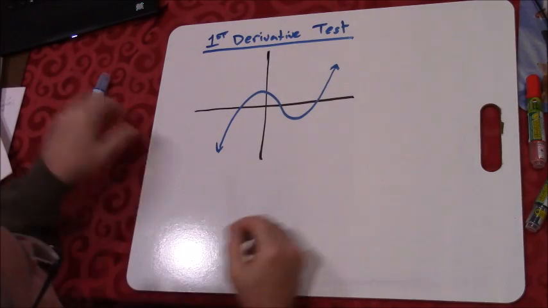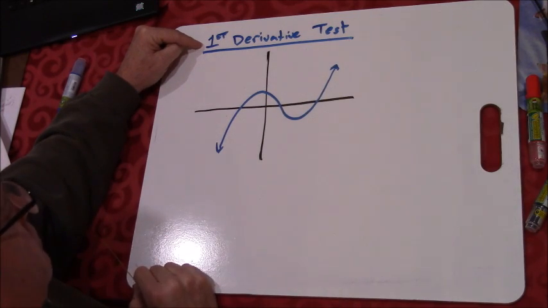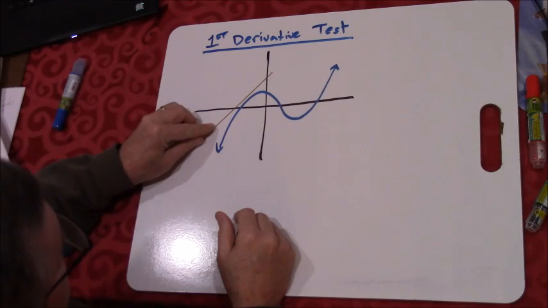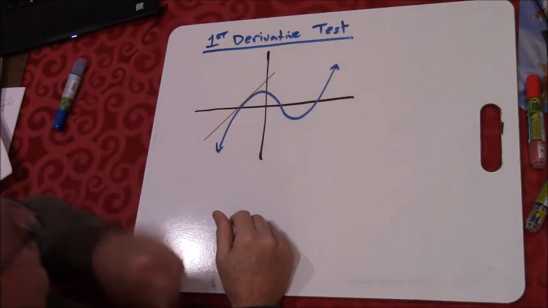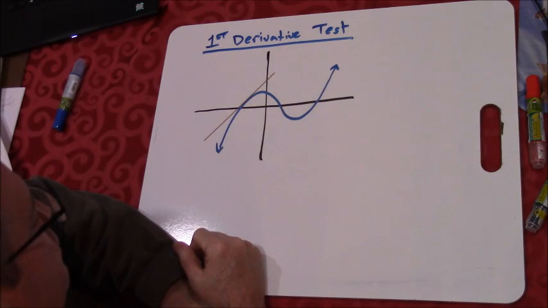But what we want to do is talk about this thing called the first derivative test. When we say first derivative test, what it does is it looks at the slope of a tangent line. So here's a curve. I've got this tangent line here.